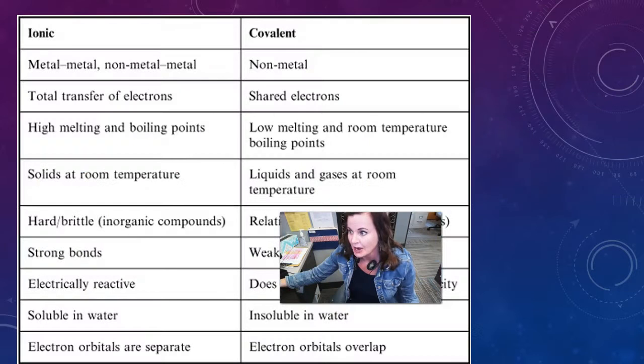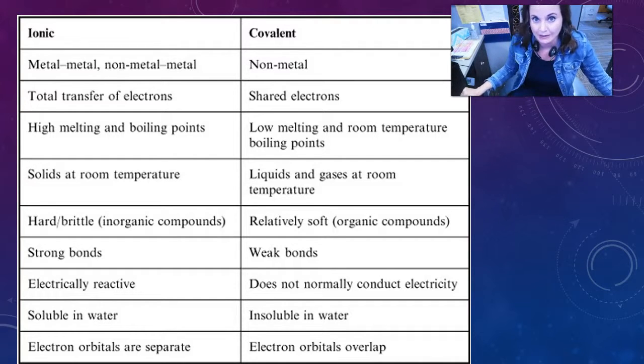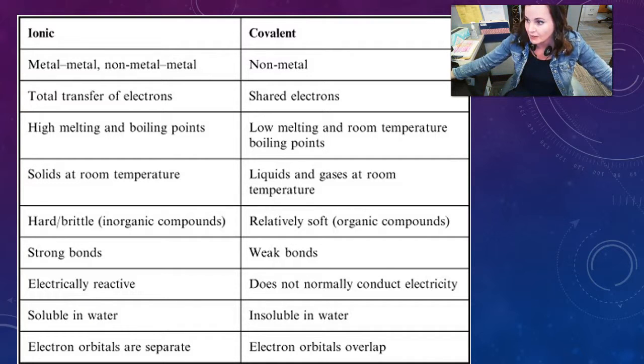Now, some of the properties of covalent substances: they tend to be gases or liquids. These are typically 2 nonmetals that are bonded together. And because they are gases or liquids, that means they have lower boiling and melting points, right? So at room temperature, they tend to either be in a gaseous state, already having achieved their boiling point, or in a liquid state, which means they've already achieved their melting point. They're relatively soft, weak bonds. They don't typically conduct electricity, and they don't typically dissolve in water.